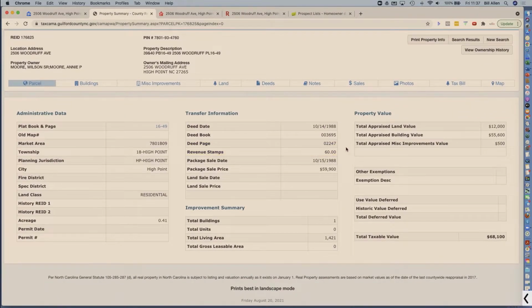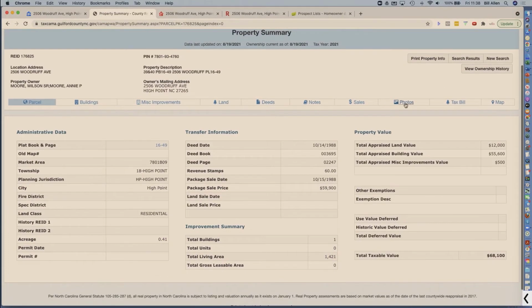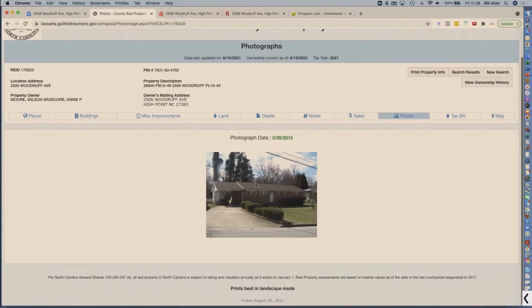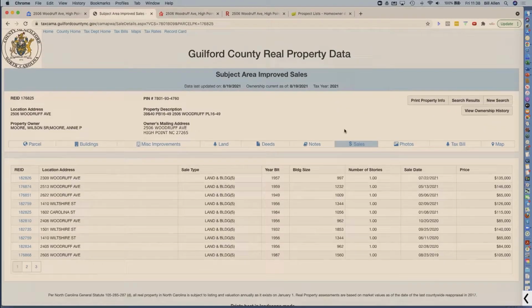Really the reason that I'm here is because I want to see what it sold for before. I want to see the total living area. I want to see the acreage. I want to make sure that all that's right because a lot of times it's not. I want to see if there's any photos. A lot of times they got photos here. So this photo was from 2013. It's not giving me a ton of great information. They've got sales prices here.